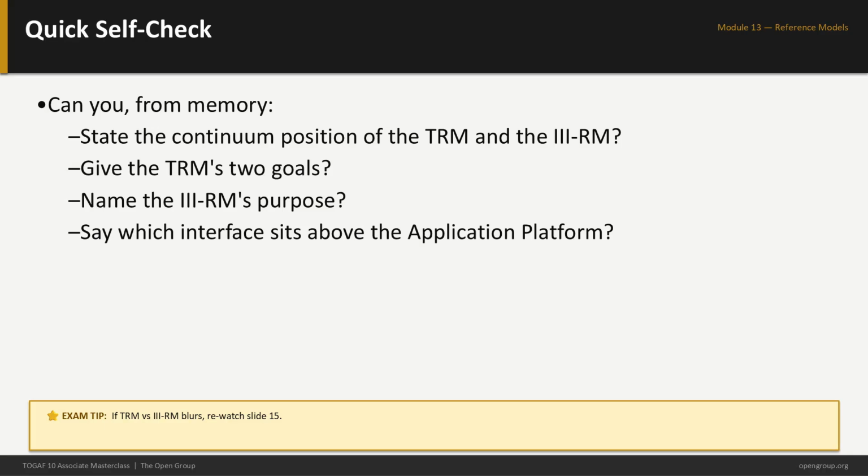A quick self-check. From memory, can you state the continuum position of both the TRM and the 3RM? Can you give the TRM's two goals, portability and interoperability? Can you state the 3RM's purpose, boundaryless information flow? And can you say which interface sits above the application platform, the API? If the TRM versus 3RM distinction still feels even slightly slippery, go back and rewatch slide 15, the side-by-side comparison. For a lower weight topic, that one table is all you really need to carry into the exam.